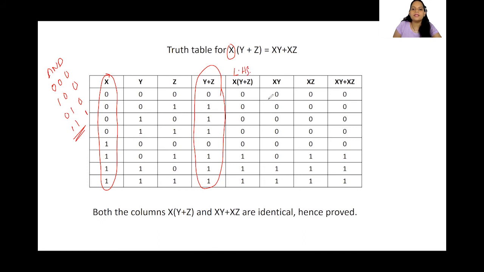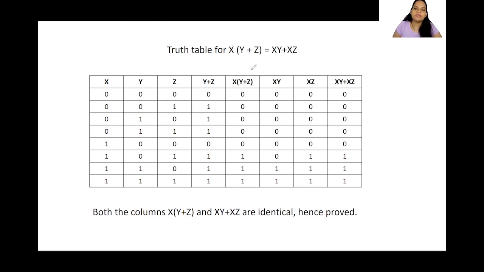So right hand side, I need to do AND operation between x and y. I will get this. I'll do the AND operation between x and z, which is this one and this one. Then I will get this. Now I am doing an OR operation between these two. So what happens? 0 or 0 is 0. 0 or 1 is 1. 1 or 0 is 1. 1 or 1 is 1. So this is what we get.